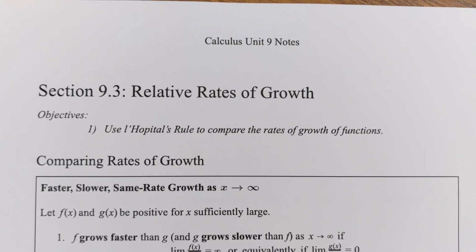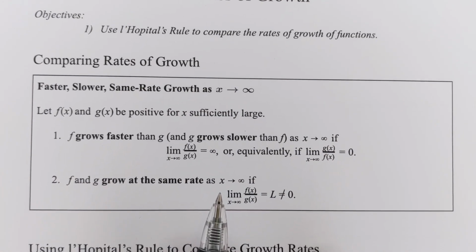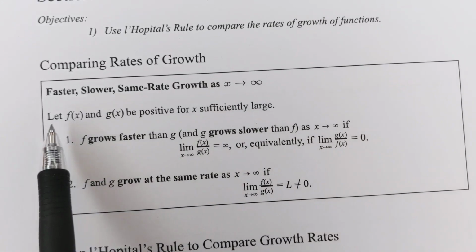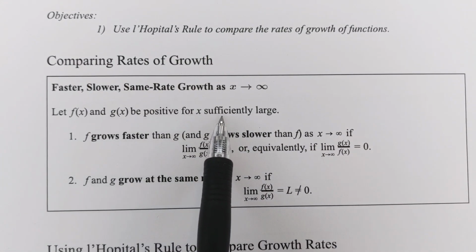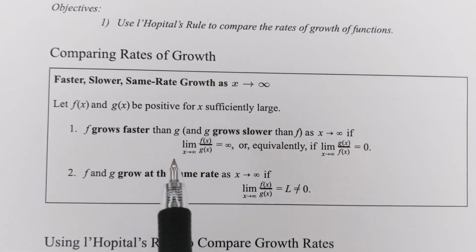All right, you got the notes for section 9.3, which deals with relative rates of growth. So comparing rates of growth, faster, slower, the same rate of growth as x approaches infinity. So let f of x and g of x be positive for x sufficiently large. So once x gets big enough, they both stay positive.